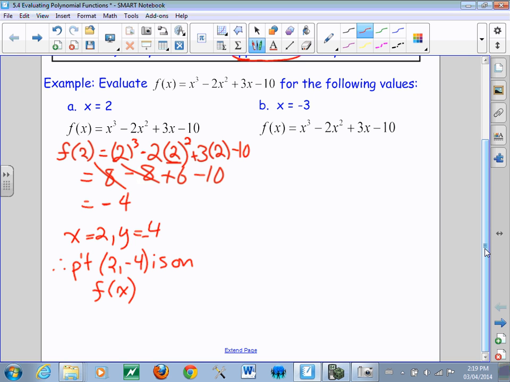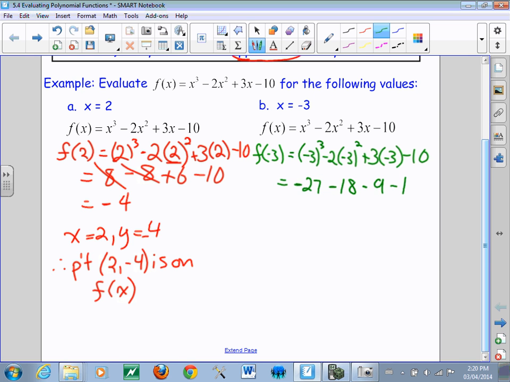All right, let's do the second example. Using the same equation, we're going to sub in negative 3. So f at negative 3 equals negative 3 cubed minus 2 times negative 3 squared plus 3 times negative 3 minus 10. Now that we've subbed it in, we're going to do some calculations. You're going to get negative 27 minus 18 minus 9 and minus 10.